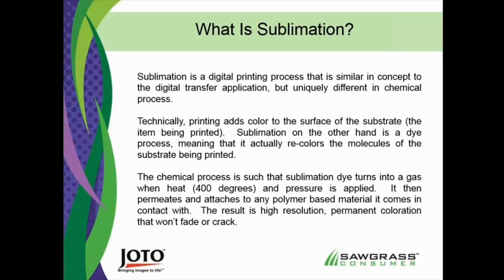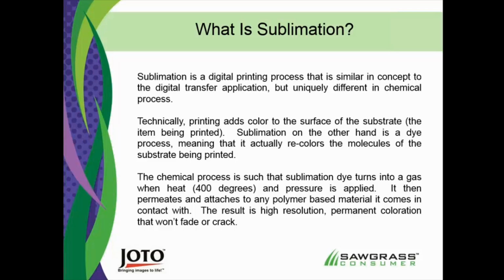The second aspect is the polymers. If it's polymer coatings, we're talking about cells. If we're talking about polyester fabric, we're talking about fibers. But the polymers themselves actually have microcells that open up and allow that gas to penetrate. And then when we remove the heat and the pressure, those polyester cells close back up, and they permanently contain the sublimation dye within them. Okay, and it sounds kind of like, wow, that works by luck, right? No, it actually works very well and gives you some very good quality printing.